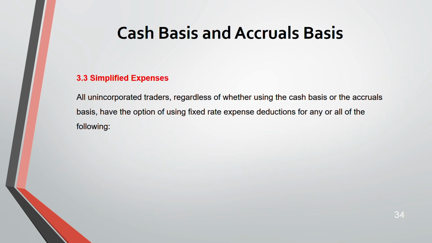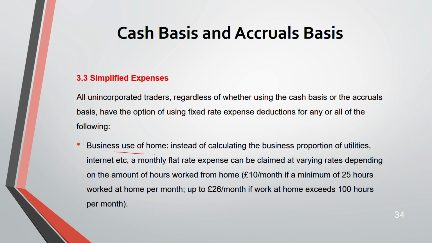Now, next is your business use of home. You're using part of your home for the business purpose. So instead of calculating the business proportion of utilities and internet, you deduct a monthly flat rate expense, which you can claim depending on the hours worked from home. So 10 per month if a minimum of 24 hours you have worked at home per month, up to 26 per month if hours worked at home exceed 100 hours. In the exam they will give you how many hours.